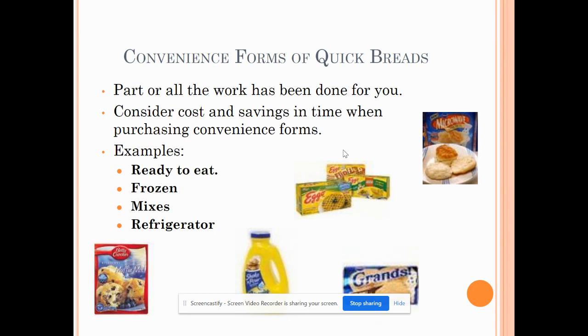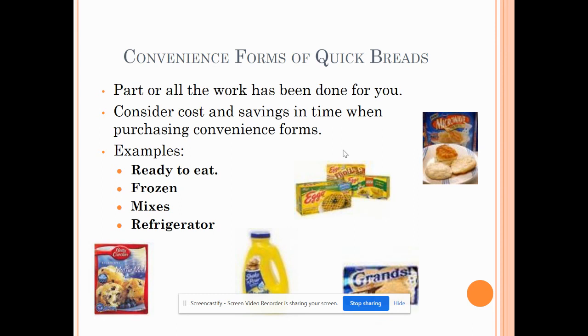All right, to finish up, there are some convenience forms of quick bread. So instead of making them from scratch, some convenience forms have all of the work done for you or part of the work done for you. Consider cost as well as savings in time when purchasing these convenience forms. So sometimes it's cheaper to buy a convenience form, where other times it's a little more expensive than making it from scratch. So some examples include ready to eat.